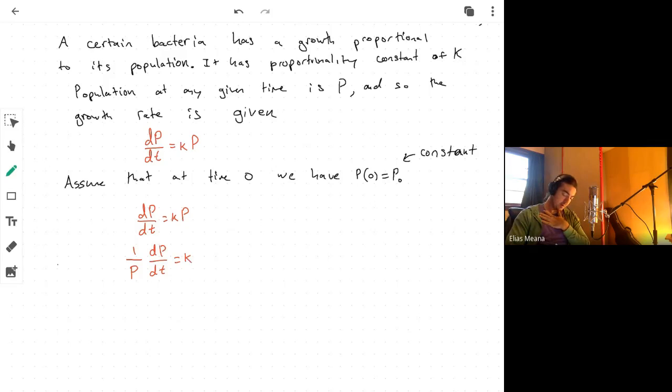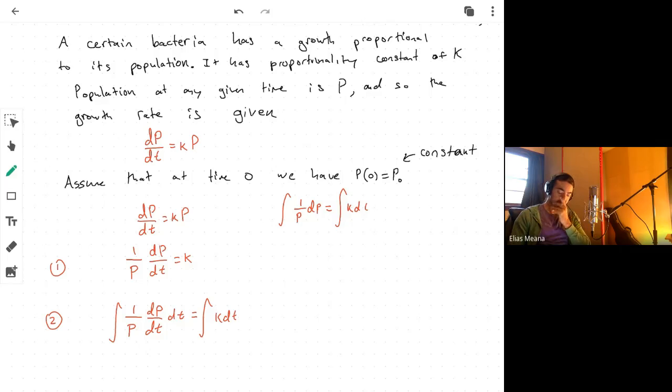This was our step 1. We've separated our variables now. Our second step is to do the integral. So we take the integral with respect to t of both sides: the integral of 1 over P dP/dt dt equals the integral of k dt. So the integral on the left-hand side becomes a P integral. We just have the integral of 1 over P dP equals the integral of k dt. And now what's the integral of 1 over P dP?